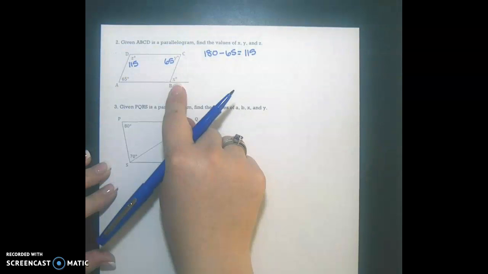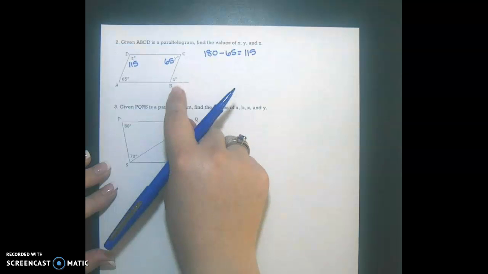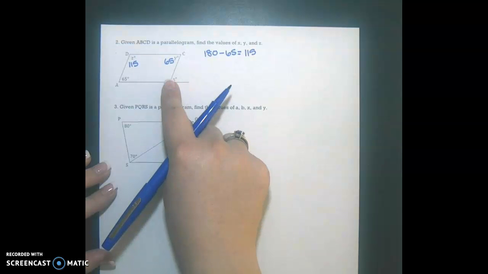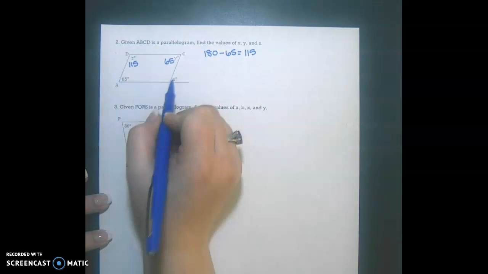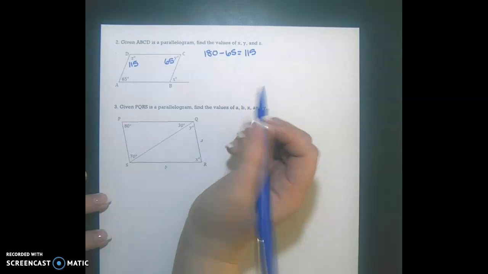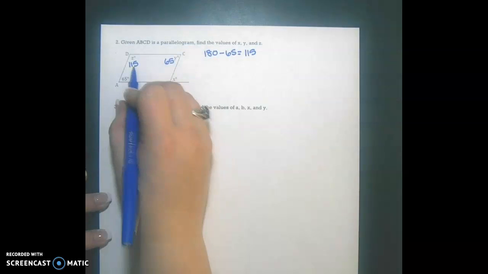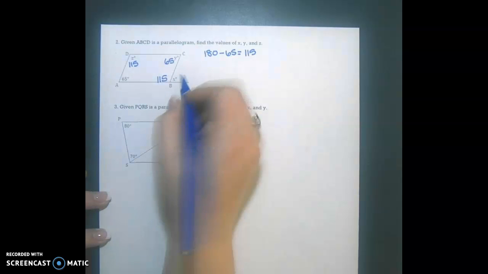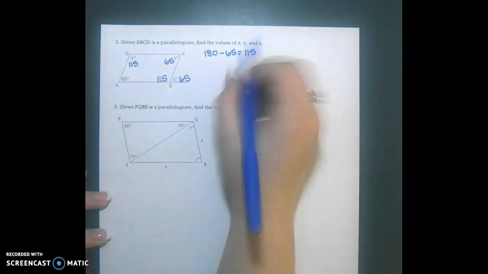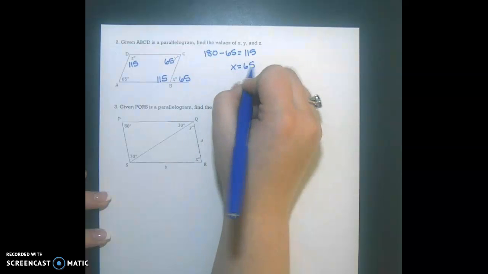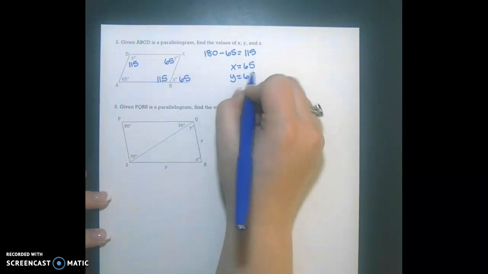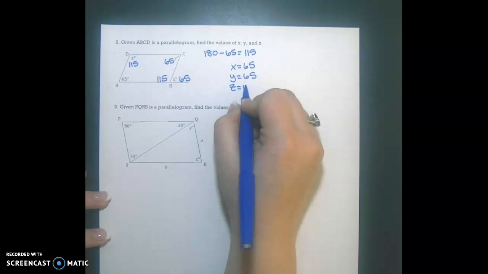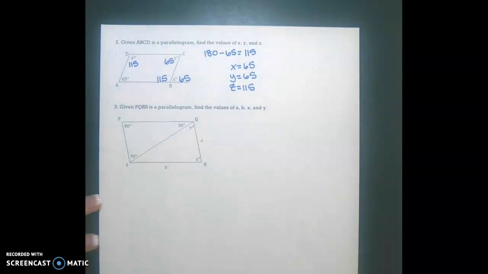And then again, this X value is an exterior angle, so I need to find the interior angle in order to find X. The sum of the interior angles is 360, so you could find it that way, or we know that opposite angles are congruent. So this is 115, which makes X also 65. So X is 65, Y is 65, and Z is 115. Okay. Now we have one more problem here.